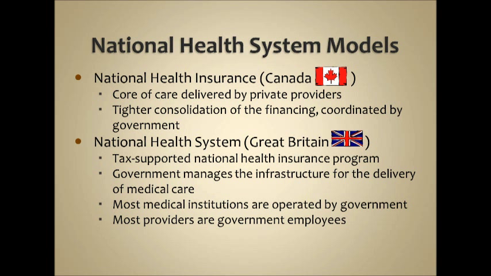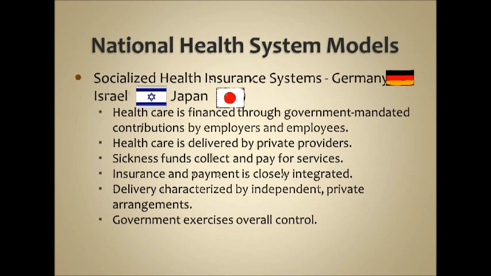In Great Britain, there's the national health system, which is talked about a lot. It's tax supported by the people who live in Great Britain. The government manages the infrastructure for the delivery, and most medical institutions are operated by the government, and most providers are government employees. Very similar to our VA system, only that's the whole country.